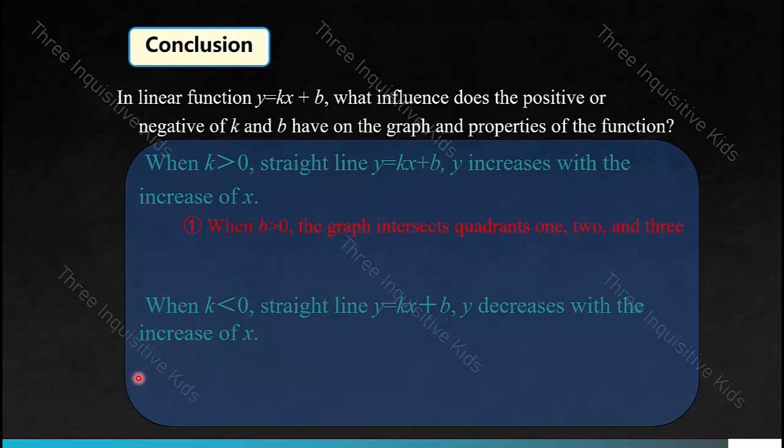And also when b is greater than 0, the graph intersects quadrants 1, 2, and 3. When b is less than 0, the graph intersects quadrants 1, 3, and 4. And when k is less than 0, when b is positive, the graph intersects quadrants 1, 2, and 4, and when b is negative and k is negative, the graph intersects quadrants 2, 3, and 4.